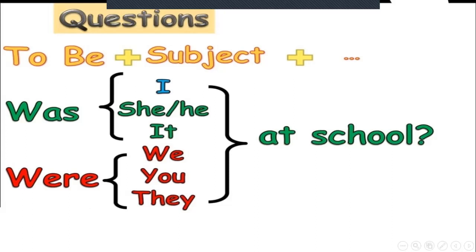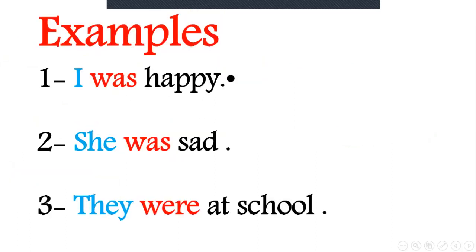But in the positive sentence, we begin the sentence with a subject. Look here with me. Here we begin our sentence with the subject I, she, they. After the subject, we use was or were. But in the question, we change them, we opposite them. We will begin with was, and after was, I can use the subject. Look here with me.